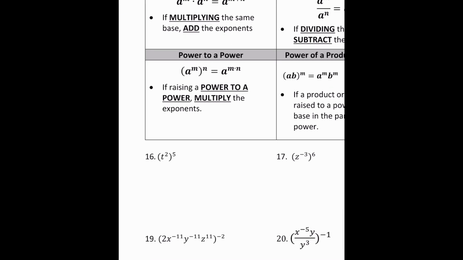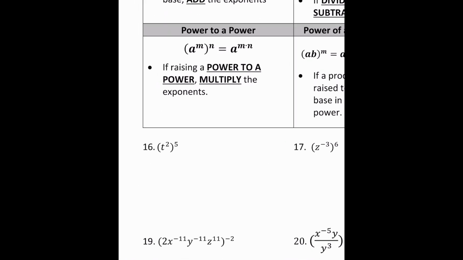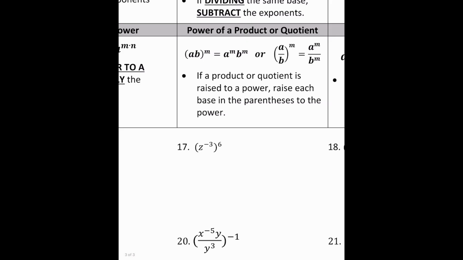Okay, number 16. We have a power to a power, so I need to multiply these two exponents. I have t to the 2 times 5, which is t to the 10th power. Number 17. Again, we have a power to a power. So I have z to the negative 3 times 6, and negative 3 times 6 is negative 18. So it's z raised to the negative 18th power.